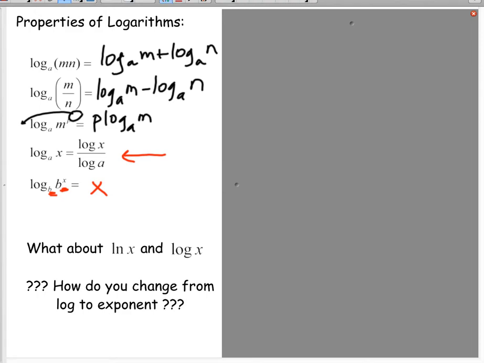If you have ln of x, remember that that's really log base e of x. We just don't write it. And if there's not a log written there, it's really log base 10 of x. Okay, don't forget about those.